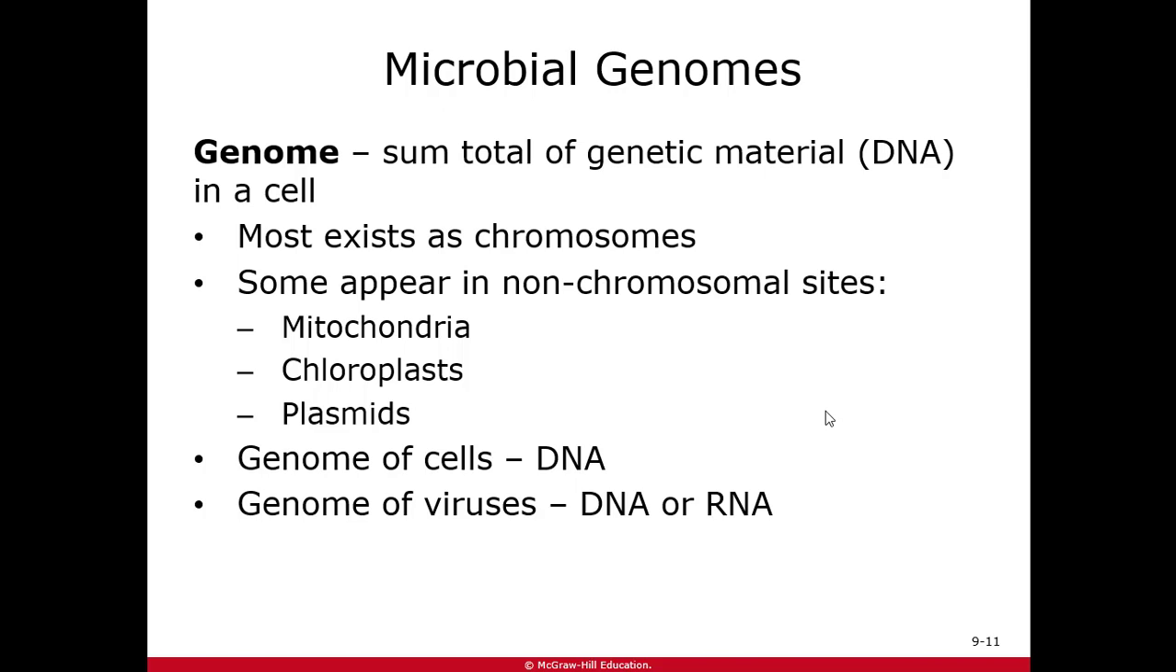Now, the DNA usually exists in and is found in chromosomes, but it's not the only place that you can find DNA in a cell. Some DNA can be found in non-chromosomal sites. You can find DNA in the mitochondria, if an organism has it. If an organism has a chloroplast, you can find DNA in the chloroplast. And if an organism has a plasmid, it's another place that we can find some DNA.